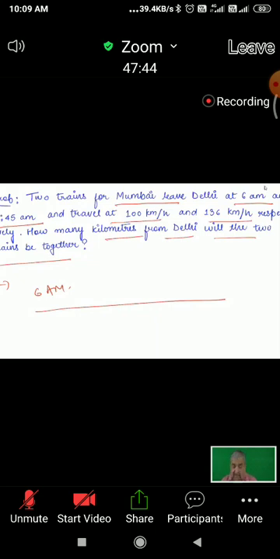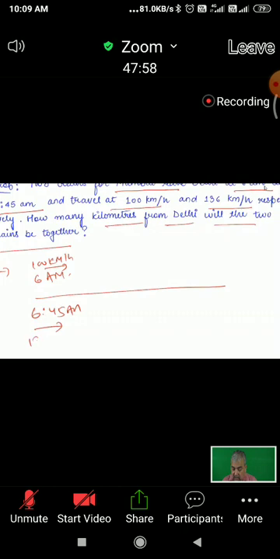Okay. So at 6 a.m. the train is started with a speed of 100 km per hour. The second train is started at 6:45 a.m. with a speed of 136 km per hour. Now, the first train traveled for 45 minutes, then the second train started. So in 45 minutes, the first train will cover what distance?